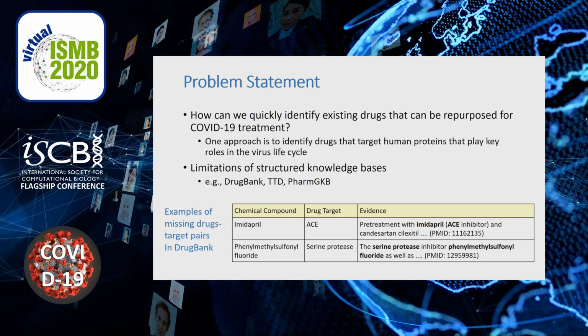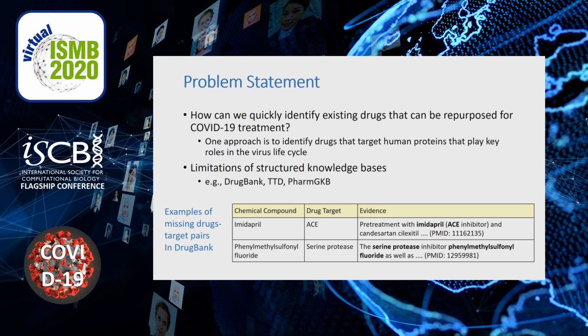So what's the problem that we are trying to solve? When we face the current COVID-19 pandemic, there is an urgent need to identify drugs for treatment. And our best bet is to find the existing drugs that can be repurposed, because it would have taken too long to develop new drugs. One approach is to identify drugs that target human proteins that play key roles in the virus life cycle, instead of targeting the viral proteins.